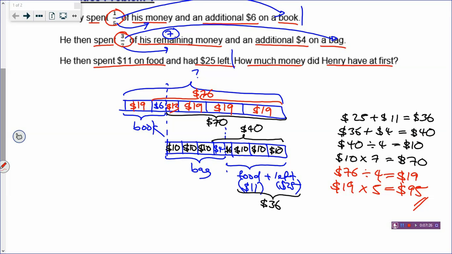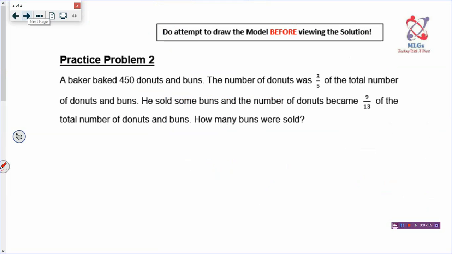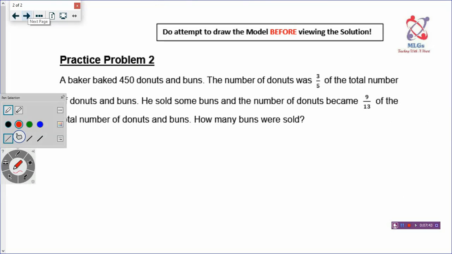So don't try to solve when you have not completed your model drawing. Try to draw out the whole thing first. Then you look at the model and then you see what you can do with the model. Okay, now let's go to practice problem 2. And it becomes a little harder now, or looks harder. Okay, now let's see how we solve.